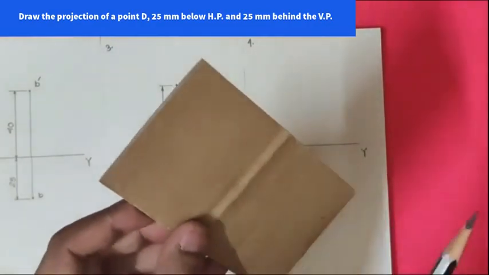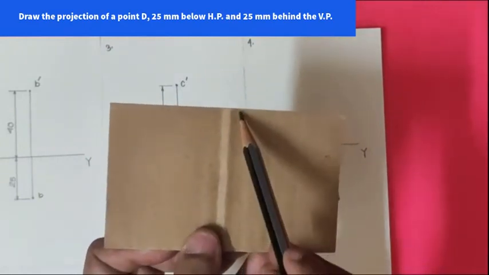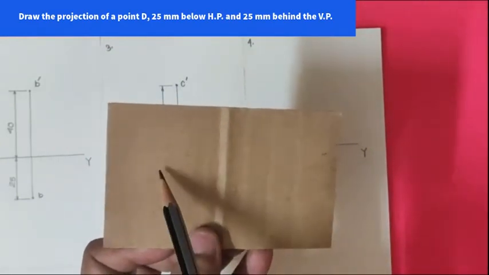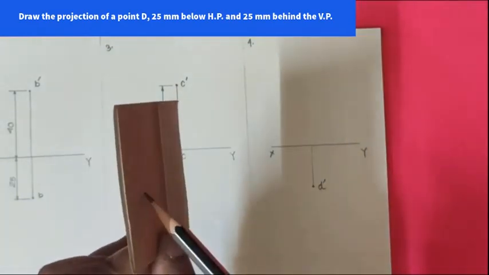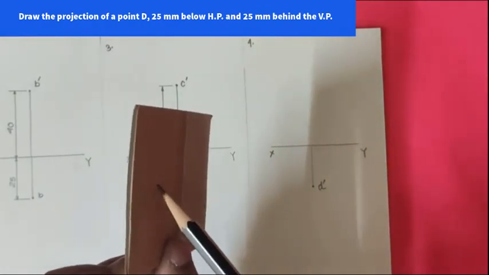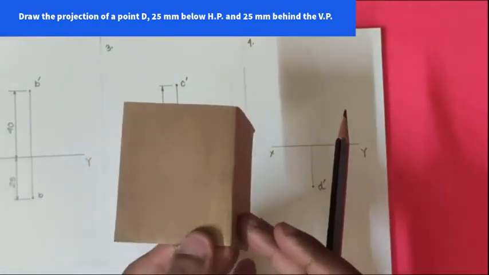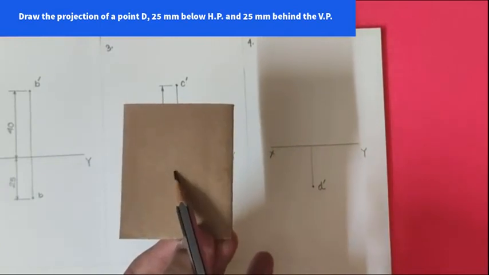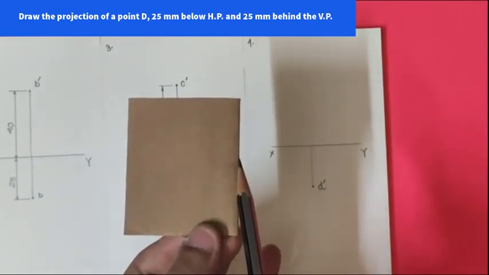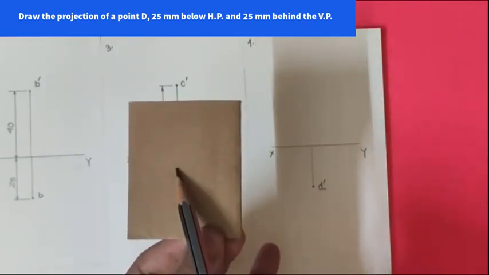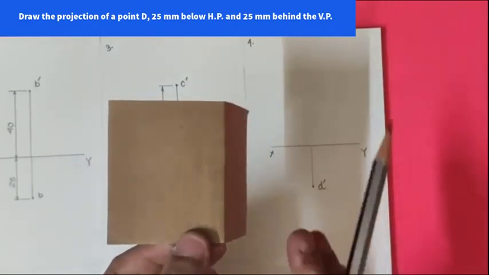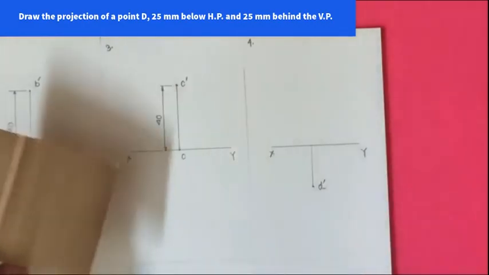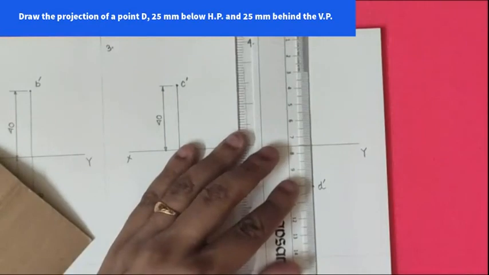So you have a point here. That means if this is your XY line, your point will be somewhere here. So above the XY line, this is 25 mm. Why 25 mm? Because it is given 25 mm behind the VP. So the distance will go above the XY line. So let us draw the top view again.